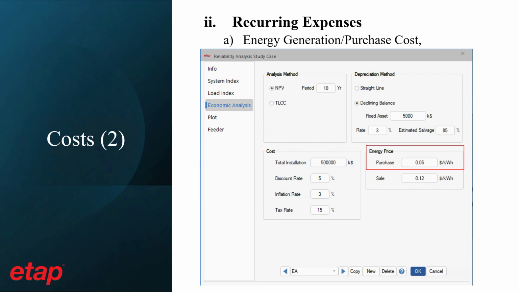The second category of cost is the recurring cost, which itself can be divided into separate types. So for the recurring costs, which are assumed to be occurring on a yearly basis, the first one that we have in ETAP is associated with the energy generation or energy purchase cost.